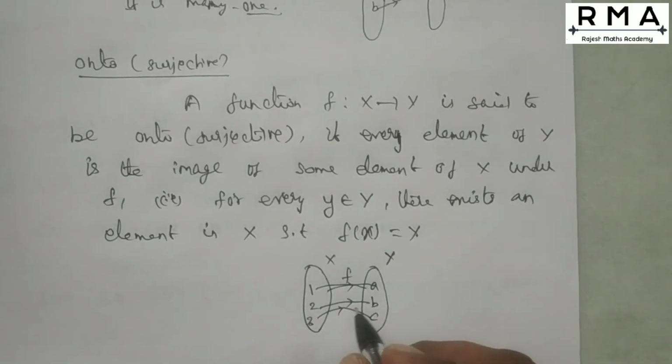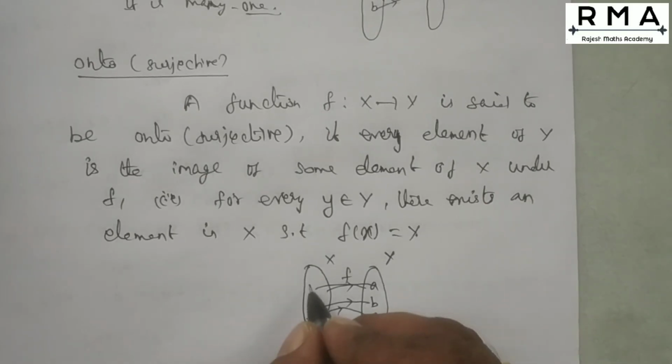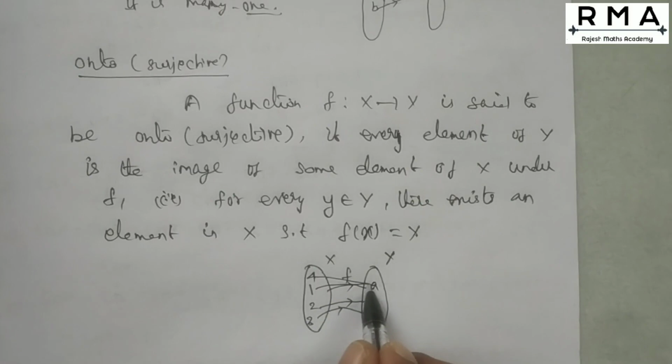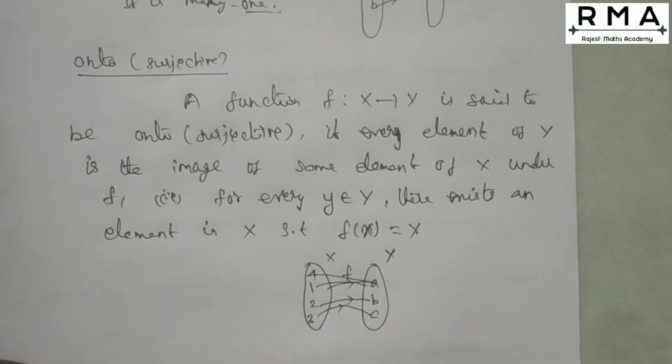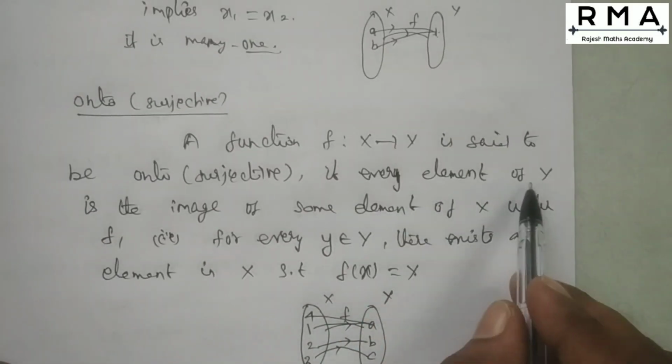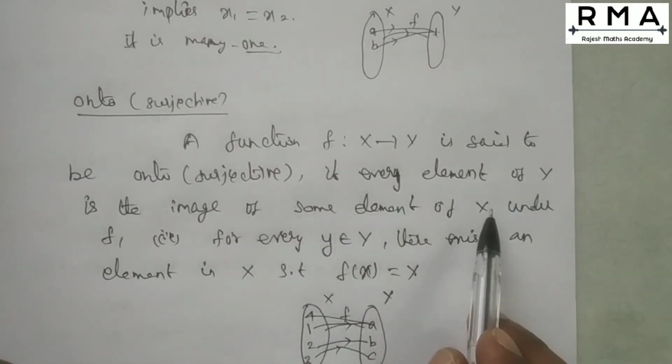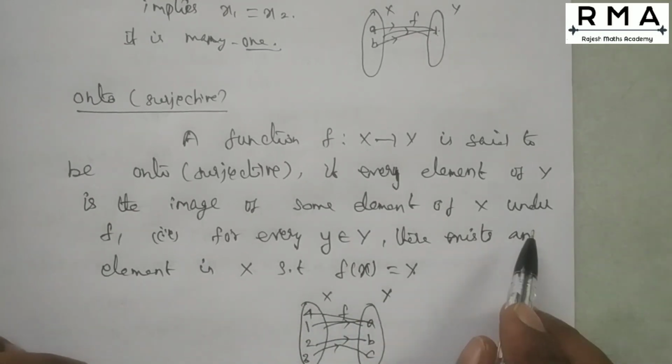For example, this is also a function. One more element I can take, number 4. Number 4 is mapped with a, so this is also an onto function. Clear? Onto means, in only one sentence, all the elements of y are the image of some element of x. This is the definition of onto.